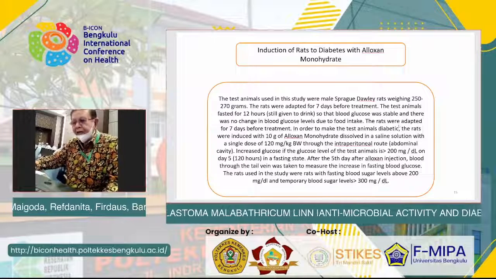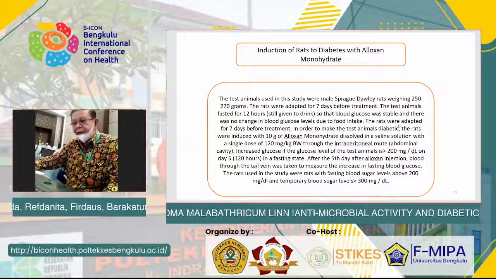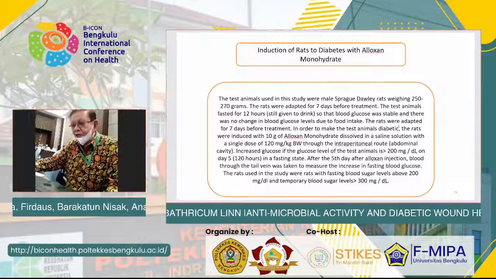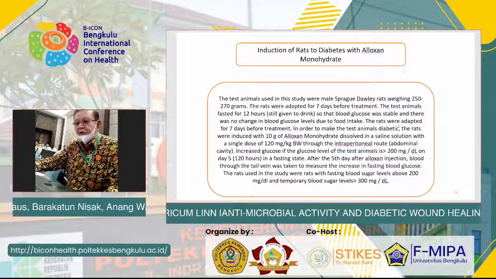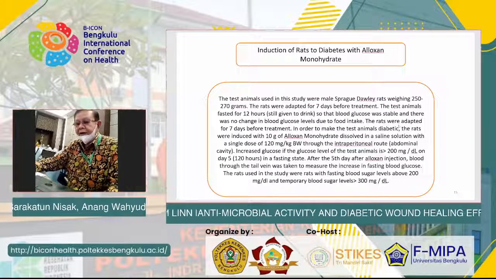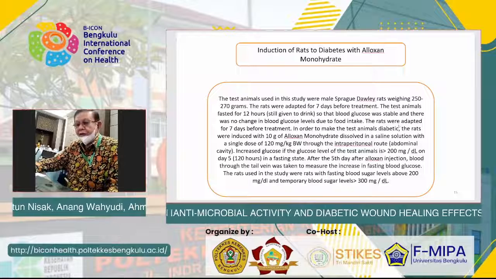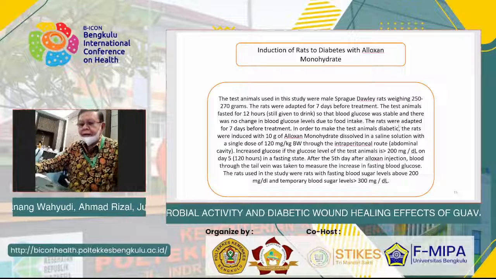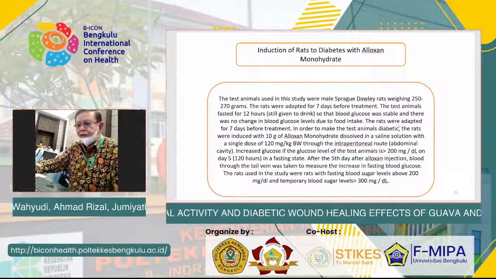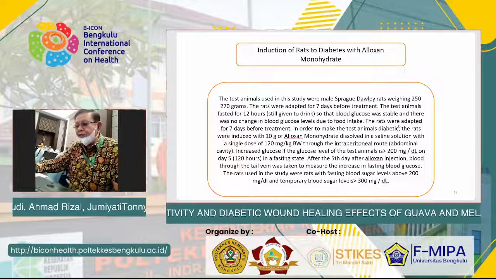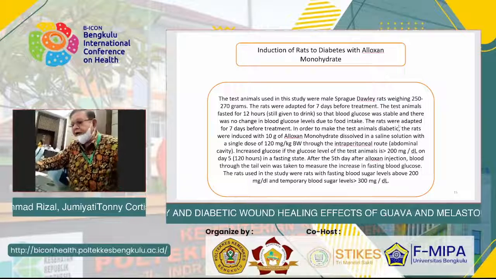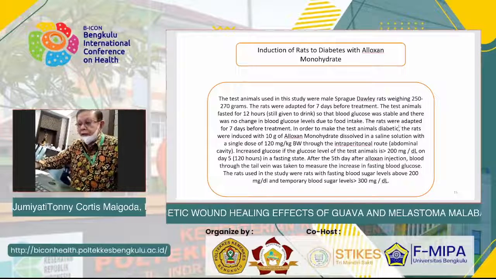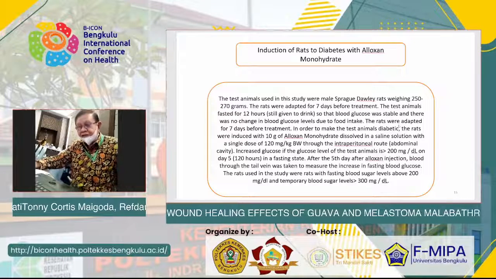In order to make the test animals diabetic, the rats were induced with 10 grams of alloxan monohydrate dissolved in saline solution with a single dose of 120 milligrams per kilogram body weight through the intraperitoneal route, the abdominal cavity. Glucose is increased if the glucose level of the test animal is more than 200 milligrams per deciliter on day 5 or 120 hours in a fasting state.